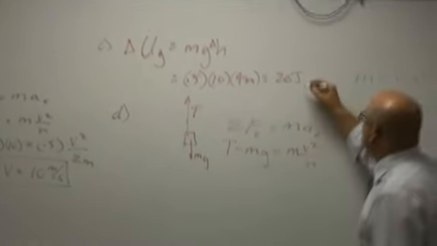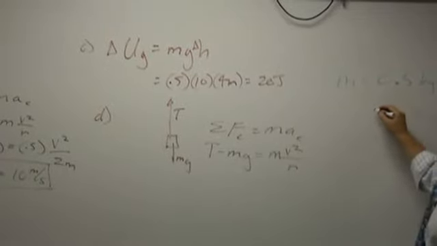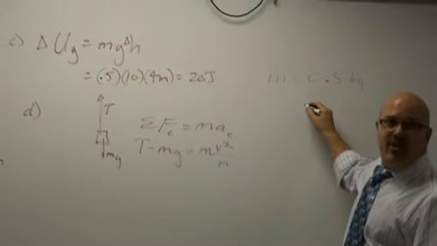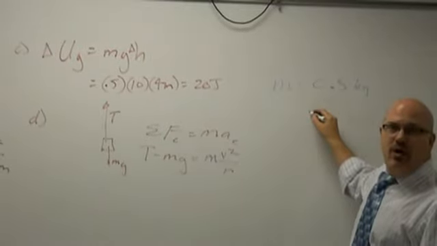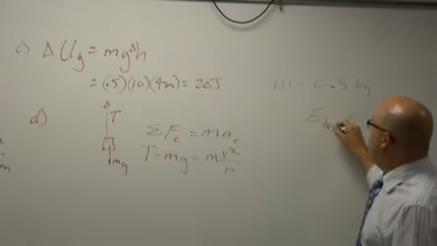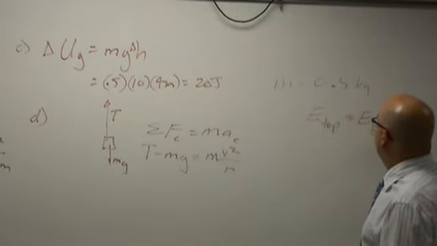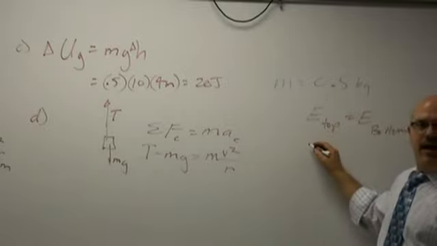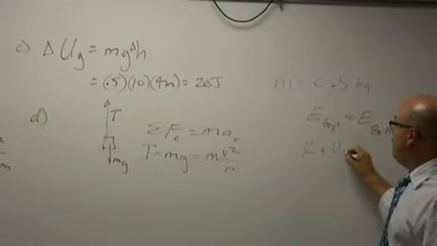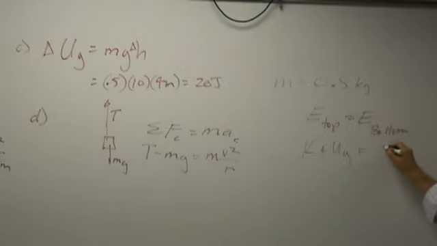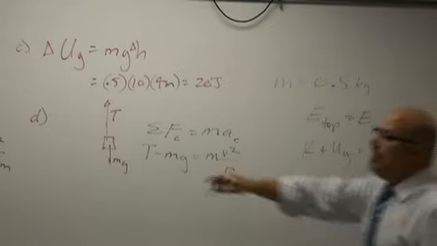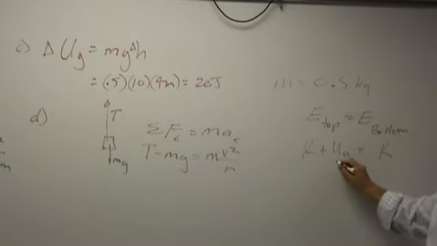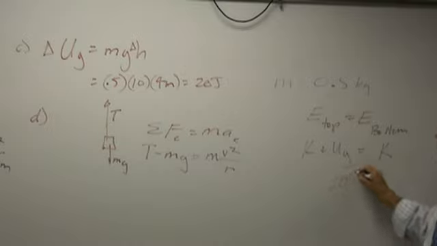All right, so I need to find the velocity at the bottom. So 20 joules equals 1/2 mv squared. Okay, but wait a minute. Whoa, whoa. Energy at the top equals energy at the bottom. The energy at the top is kinetic plus potential, right? And at the bottom, it's just kinetic, because we're assuming our zero point to be right here, right? Okay, we know that this increase in kinetic is 20 joules right here, right?